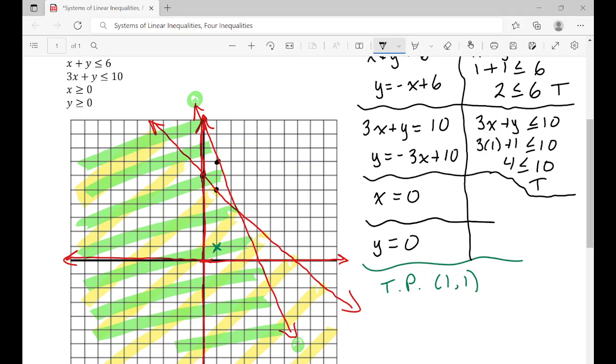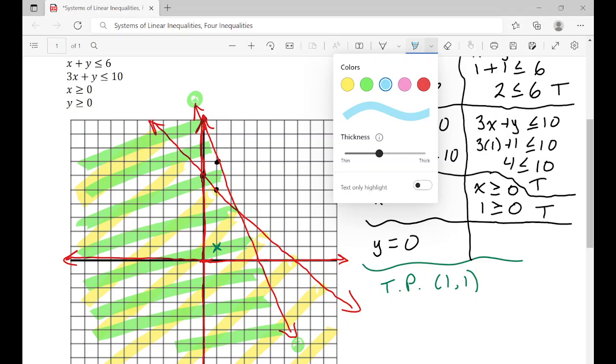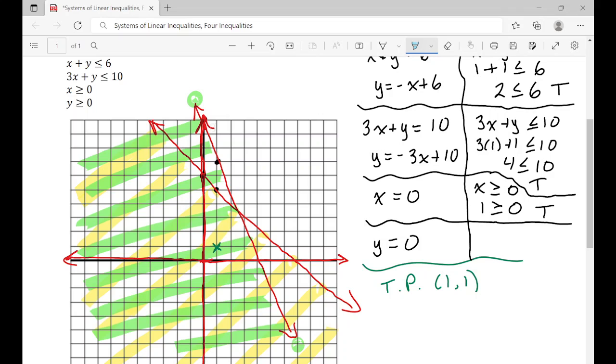Now I'm going to put it into the last two. The last two are just one letter each. For x is greater than or equal to 0, we get 1 is greater than or equal to 0. Since 1 is greater than 0, we say it's true. When we shade this area, this is the vertical line running top to bottom. Since the test point is to the right, we're going to shade everything to the right.